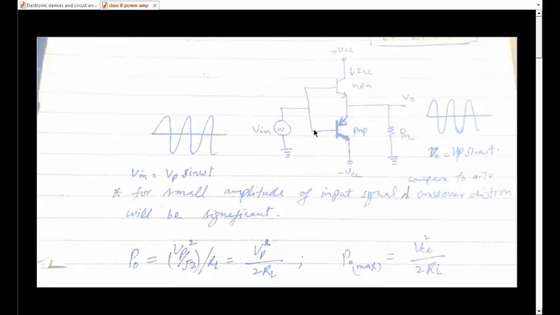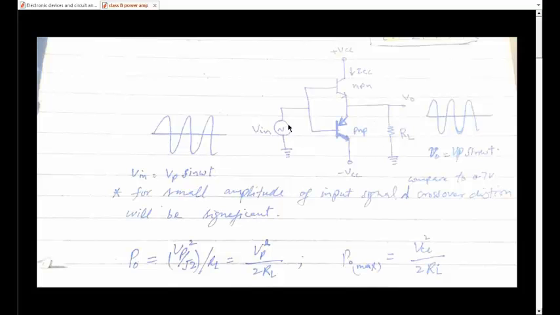There is a slight attenuation in the output signal, because 0.7 volts is dropped across the base-emitter junction. So the output peak value would be 0.7 less than the input peak value. For small amplitudes of input signal compared to 0.7 volts, crossover distortion will be significant. So in this output there would be a crossover distortion.